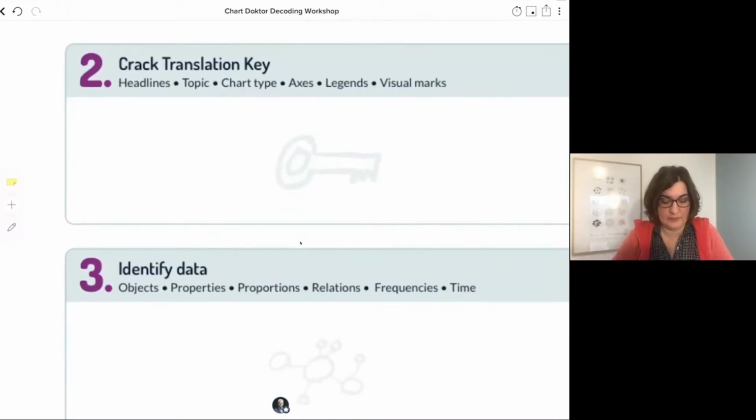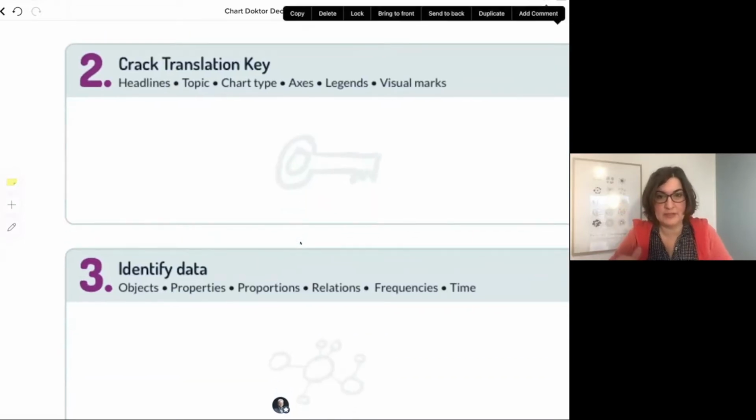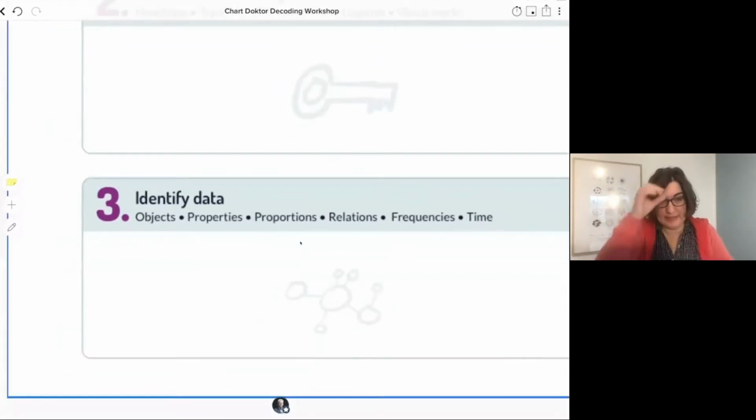And this is where we jump already to step 3, because step 2 and step 3 are somehow a little bit intermingled. They are often not really linear, because you jump between them. So often you start with what's the visual mark, what's this dot, what's this bar? Okay, it's maybe a day or person, and then you're already in step 3, identify data.